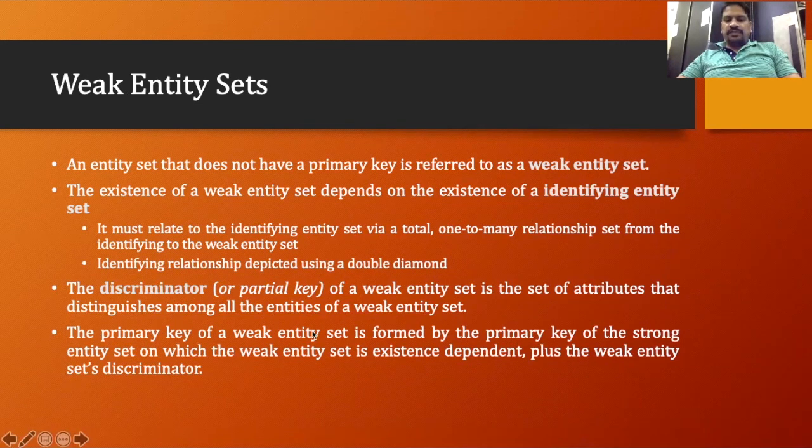The primary key of the weak entity set is formed by the primary key of the strong entity set on which the weak entity set is existence dependent, plus the weak entity set discriminator. So it says that the primary key of the weak entity set will be formed by the primary key of the strong entity set, right? And then we put together the partial key, and that will represent the primary key for the weak entity set.